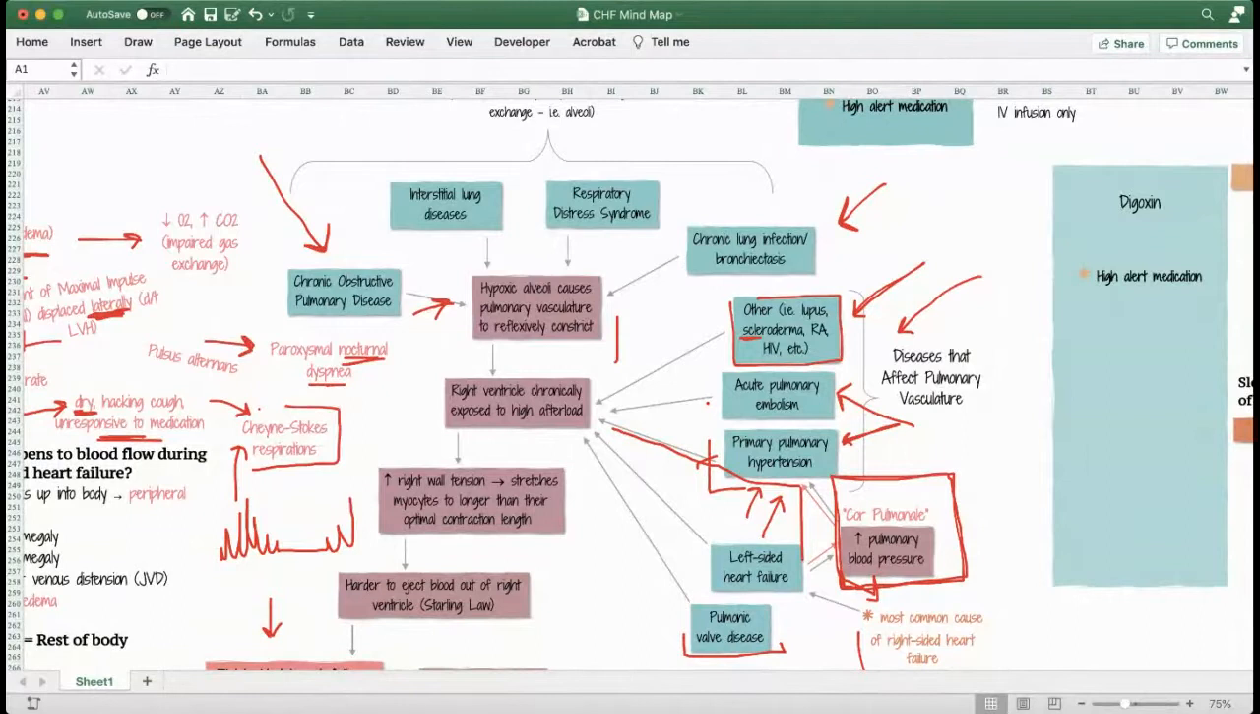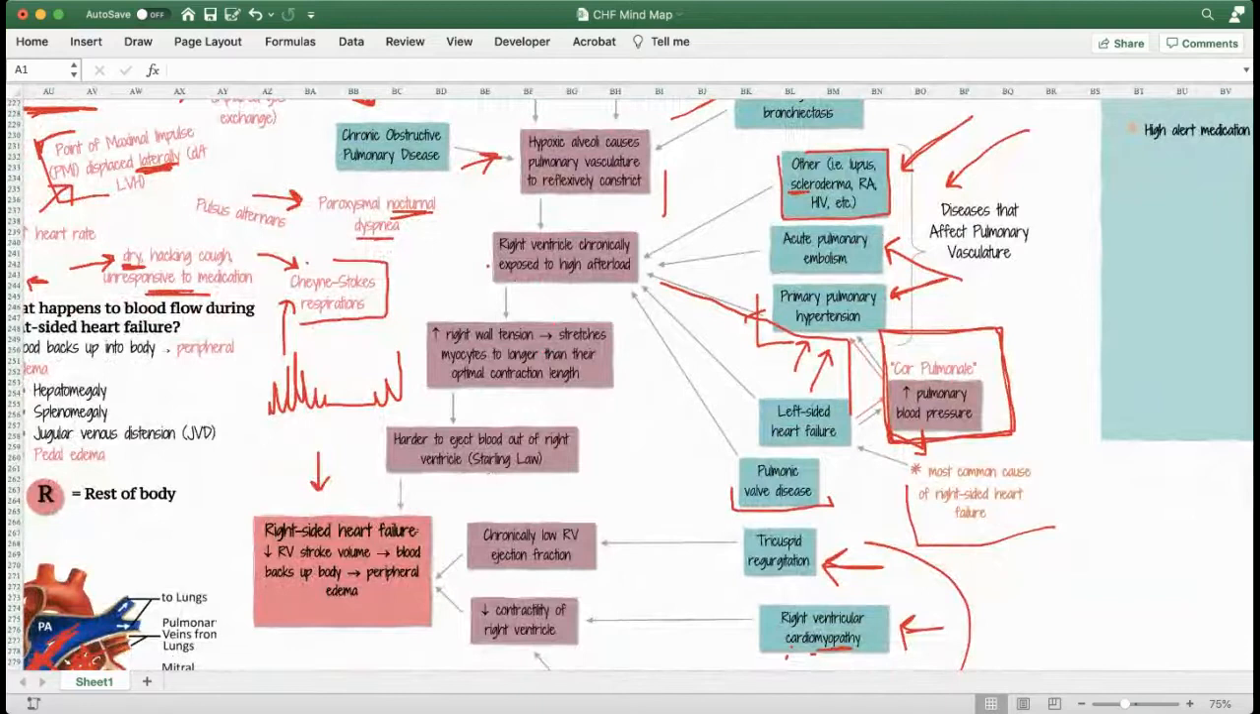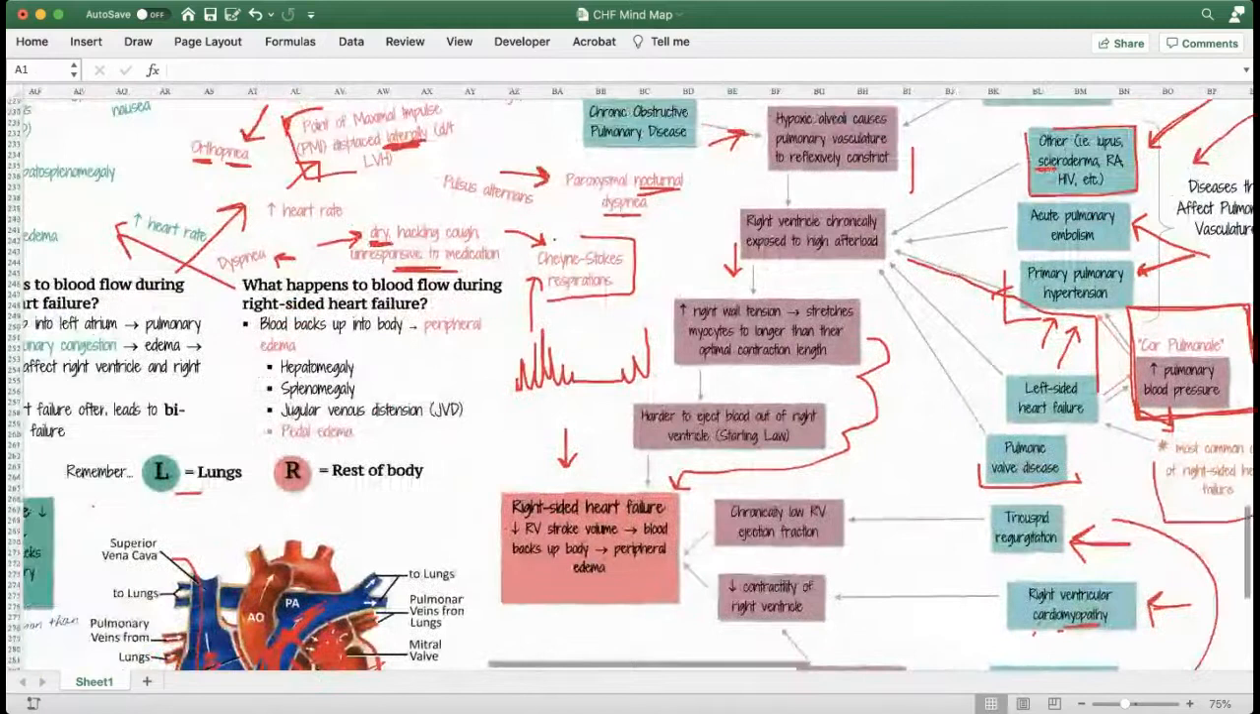All of these other things, your interstitial lung disease, respiratory distress, chronic lung infection, those are all doing basically the same things and creating that very hard for the heart to pump out, right? And then the right atrium or right ventricle, right wall tension is basically all the stuff we've talked about. It's harder to get it out and you end up with right-sided heart failure. Boom. And so let's talk about what happens to the body when you have right-sided heart failure.